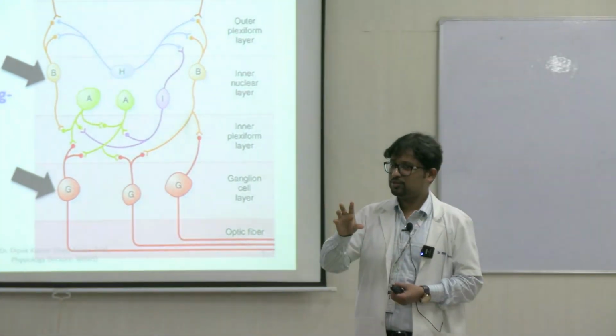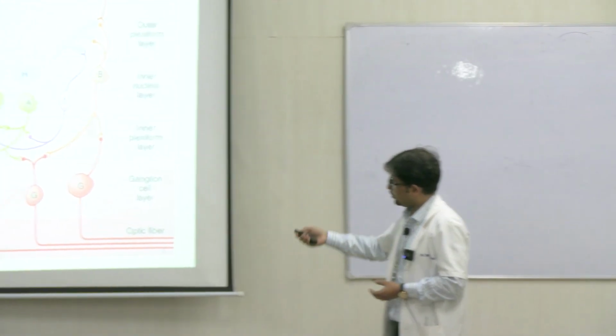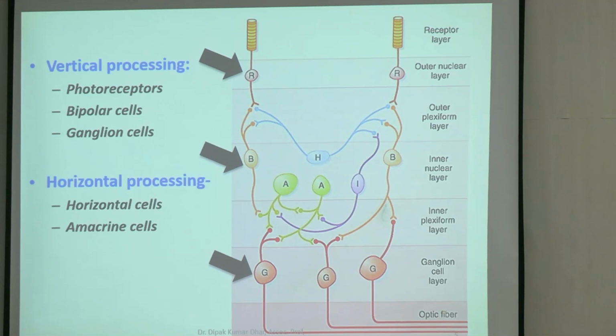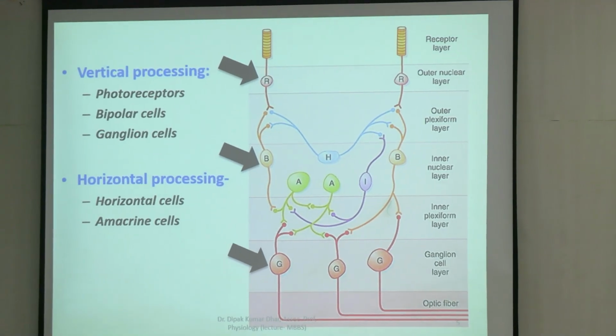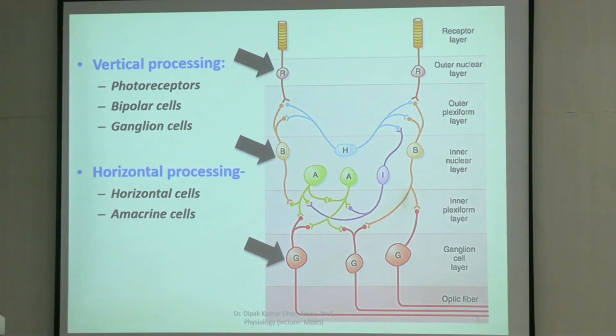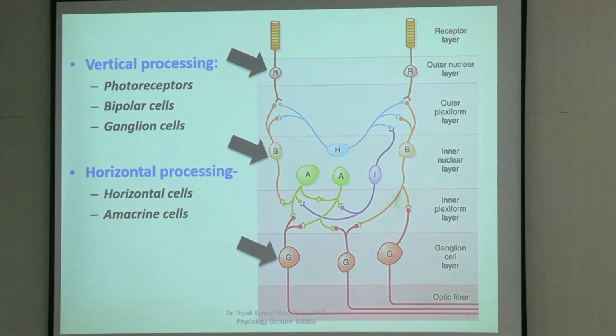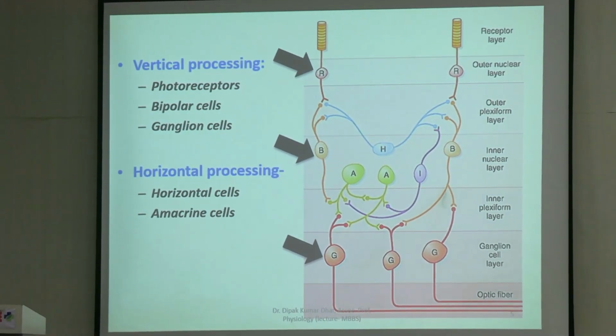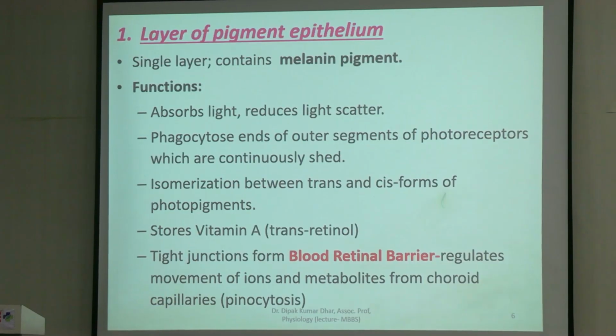This type of processing happens at the layer of horizontal as well as amacrine cells. Lateral inhibition is a very salient feature of CNS. So you also recall, have a look at the same topic that we discussed in the sensory pathways also. So it is the same thing in principle.